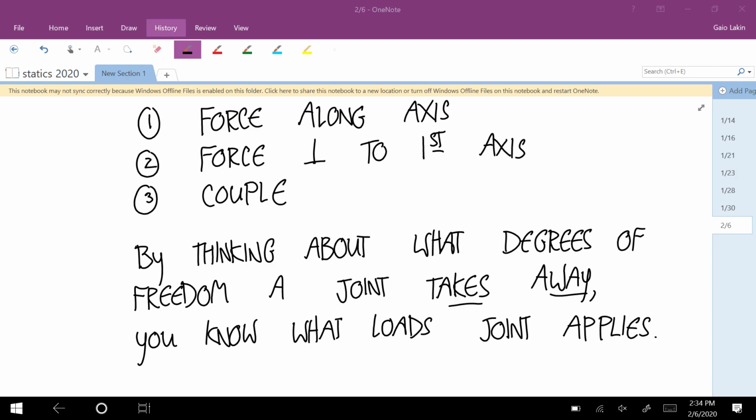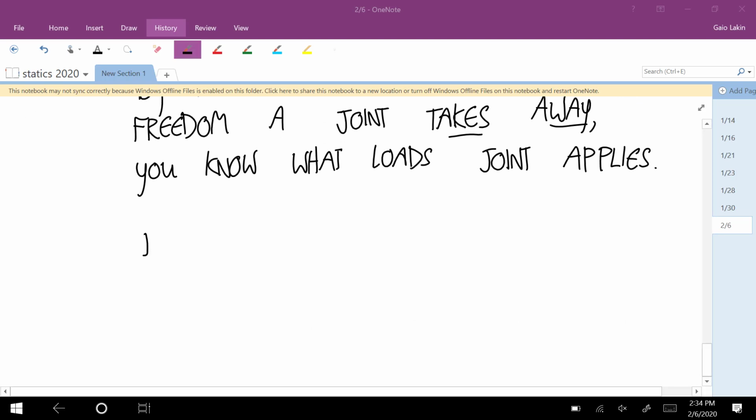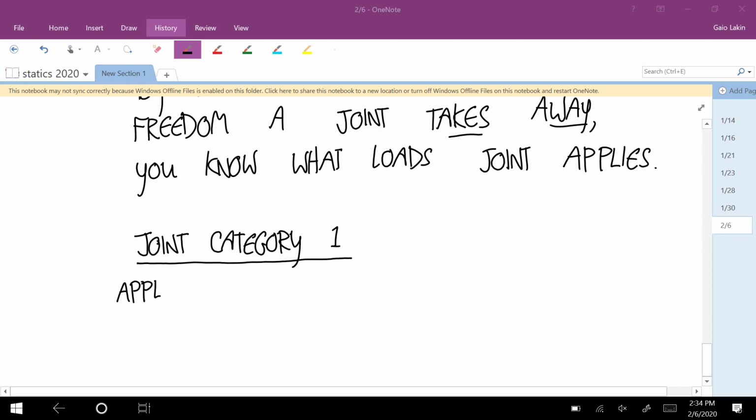I'm going to go through it in terms of categories. Each one of these categories limits certain types of motion. So, joint category 1. These are the joints that apply a force in one known direction.